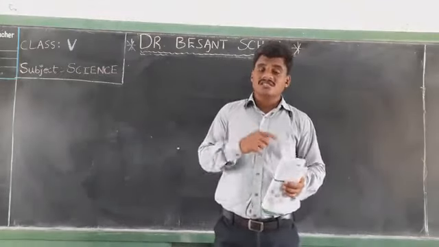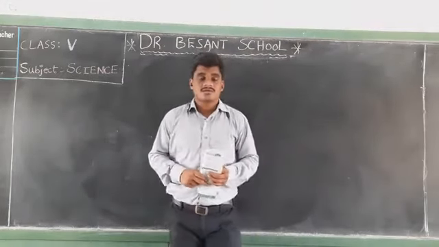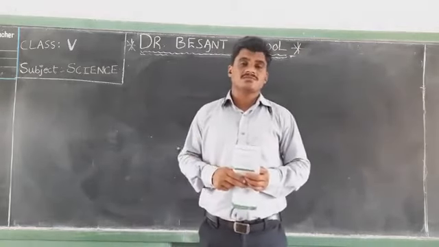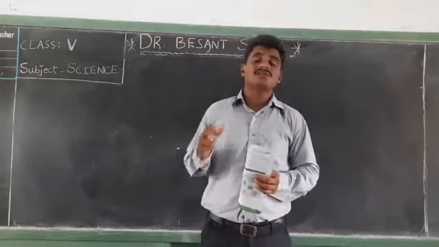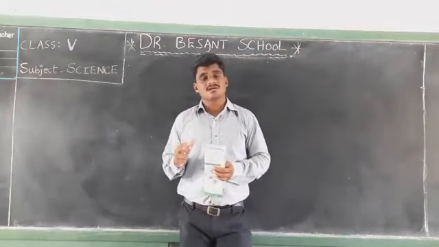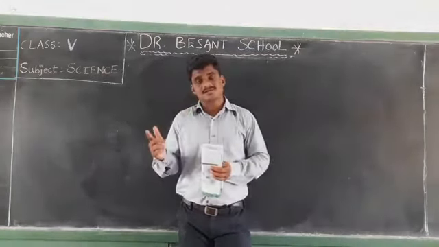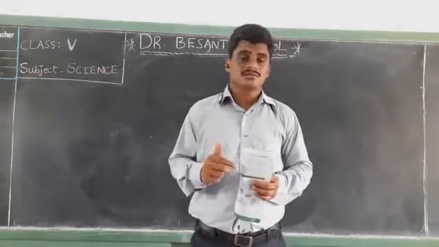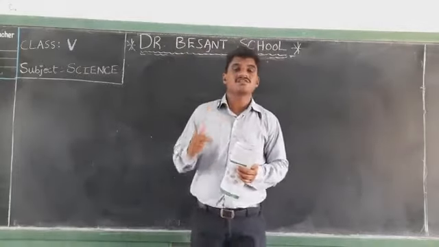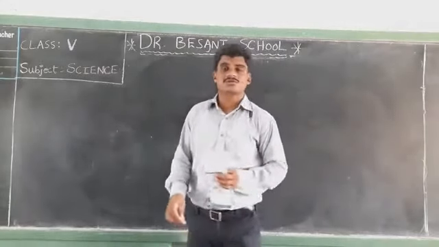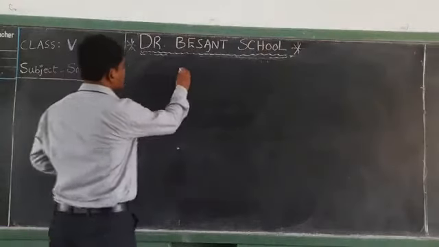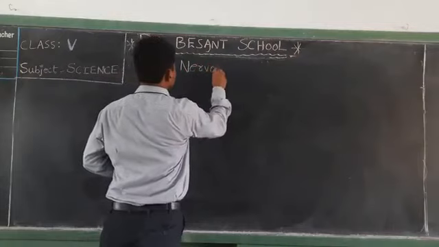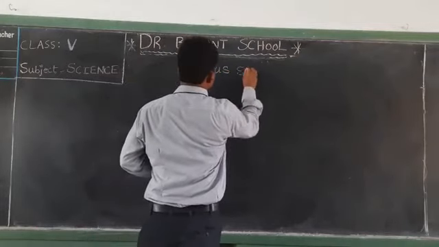In the last class we discussed the parts of senses. You know that five sense organs are present. They are eyes, ears, nose, tongue, and skin. What are the five sense organs that are present? The name of the topic is nervous system.